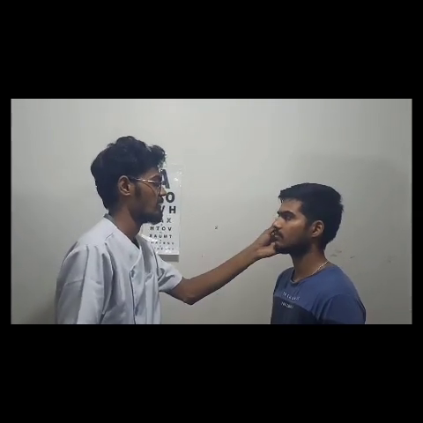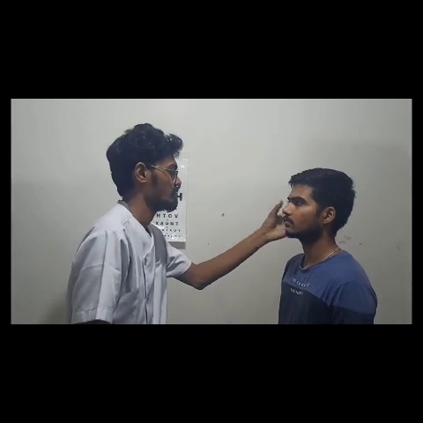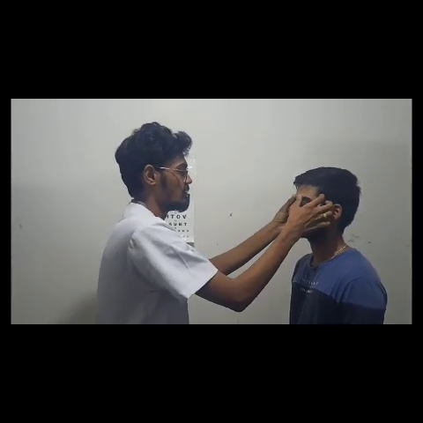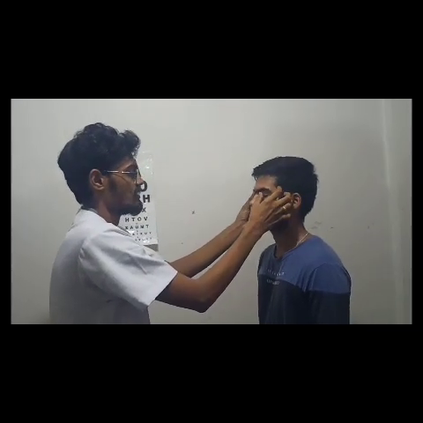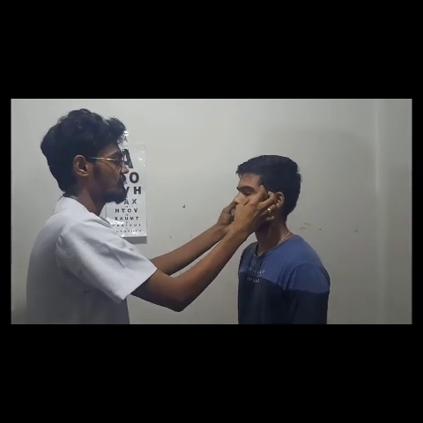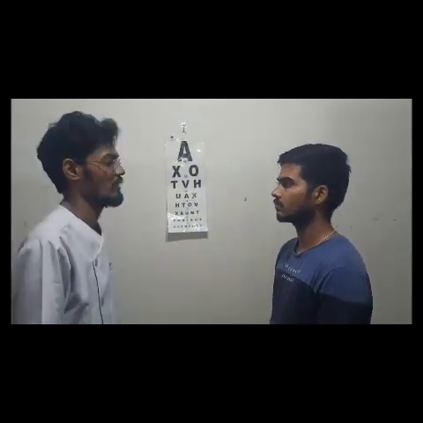Okay, I am going to check your eyelashes, eyebrows, and eyelids. Look for any scars or lesions. Look for any masses or swelling or edema. Now I am going to look at your eyeballs. Are they situated in the orbit or not?